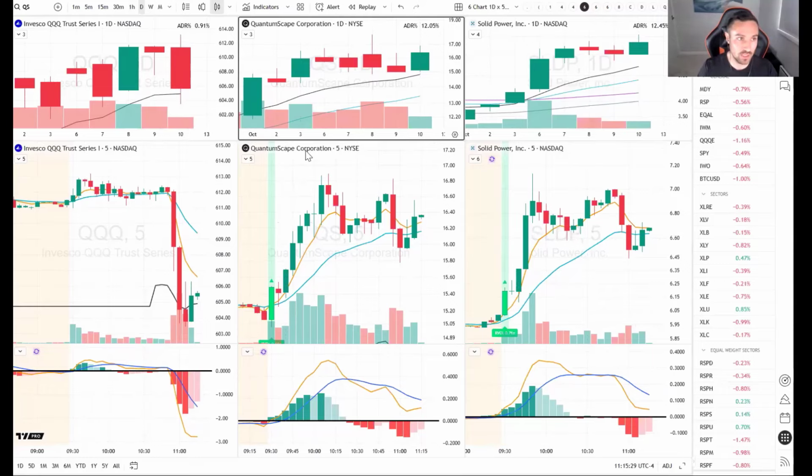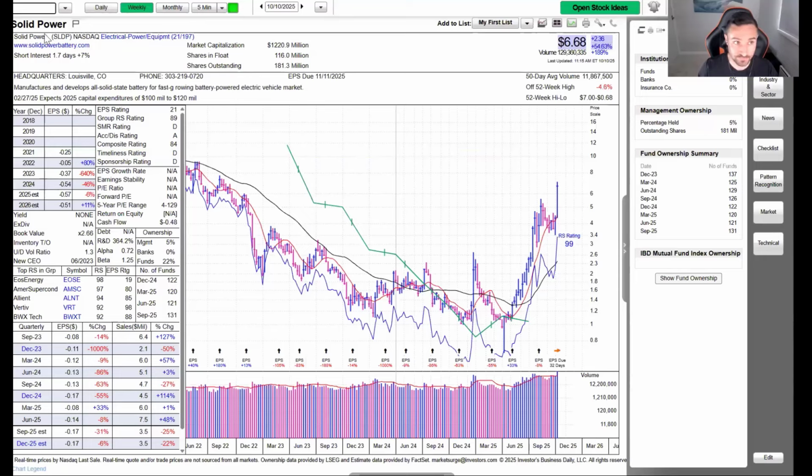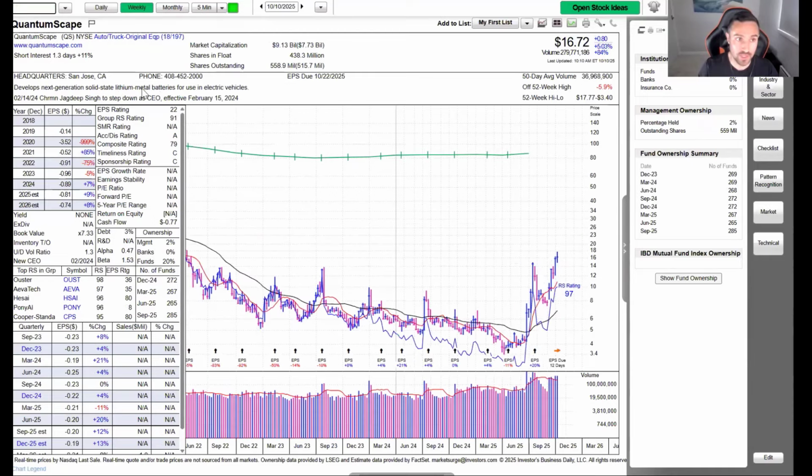Okay, if I just pull up Market Surge, this is SLDP. Solid Power manufactures and develops all solid state battery for the fast growing battery powered electric vehicle market. And if we go here for QS, QuantumScape, solid state lithium metal batteries for use in electric vehicles. So the theme here is EV vehicles, EV batteries, sorry.